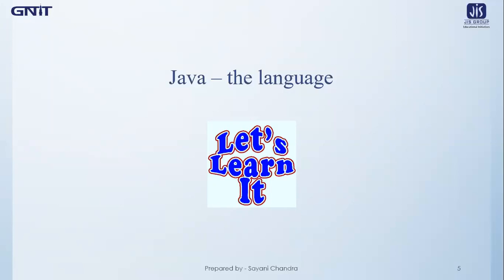Some of them are desktop applications such as Acrobat Reader, media player, antivirus, etc. Web applications such as irctc.co.in, etc. Enterprise applications such as banking applications. Mobile phones, embedded systems, smart cards, robotics, games, and many more. There are mainly 4 types of applications that can be created using Java programming. They are standalone application, web application, enterprise application, and mobile application. So I'll discuss each one of them in brief.